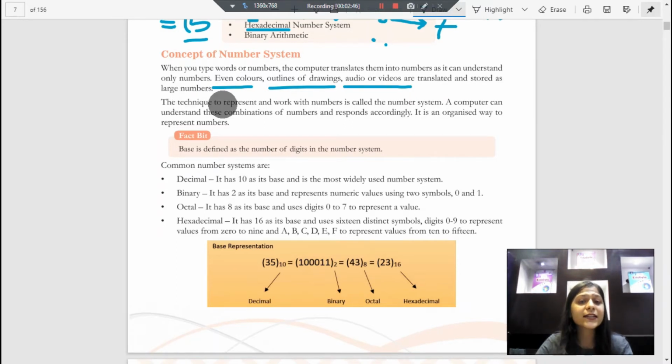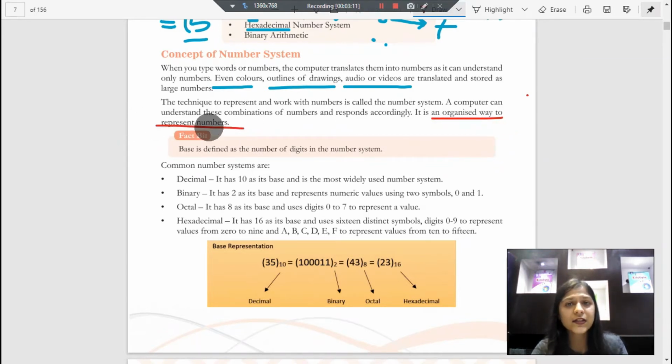Now the technique to represent and work with numbers is called the number system. It is basically the way we organize and represent and showcase our data, right? Our numbers. And a computer can understand these combinations of numbers and respond accordingly. It's an organized way to represent numbers. Right, children? Do mark this in your book. We just read and understood a basic idea in the index. Now we will learn more in the details.